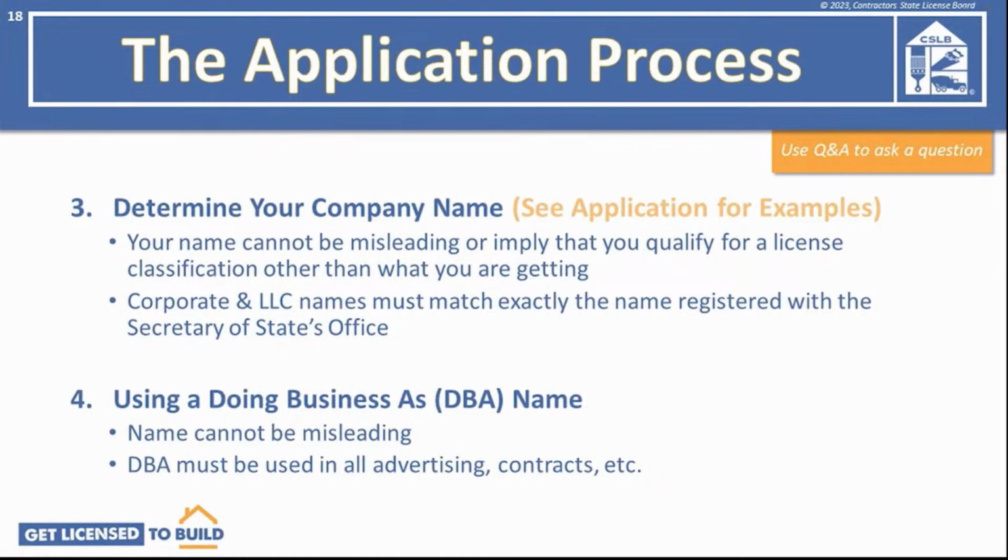Corporate and LLC names must match exactly the name registered with the California Secretary of State's office. You can also use what is called a DBA, which stands for Doing Business As. The main things to remember here is the DBA name cannot be misleading, and you must use that name in all advertising and on all your contracts.